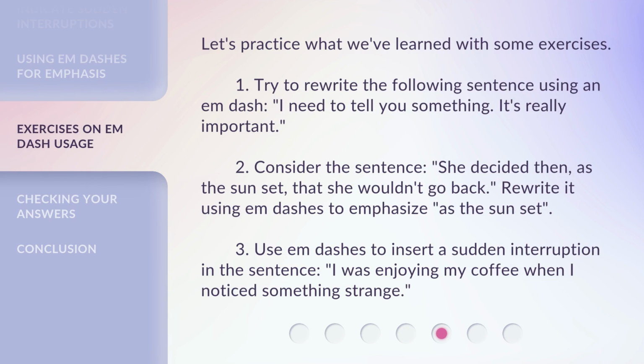Let's practice what we've learned with some exercises. 1. Try to rewrite the following sentence using an em dash. I need to tell you something. It's really important. 2. Consider the sentence. She decided then, as the sun set, that she wouldn't go back. Rewrite it using em dashes to emphasize, as the sun set. 3. Use em dashes to insert a sudden interruption in the sentence. I was enjoying my coffee when I noticed something strange.